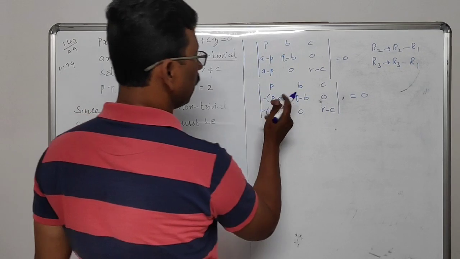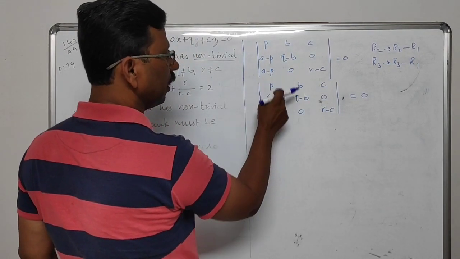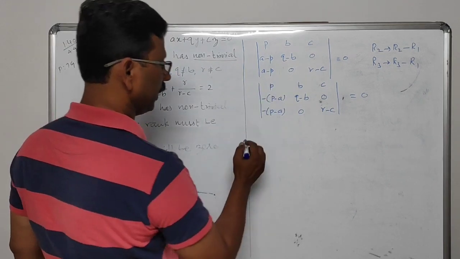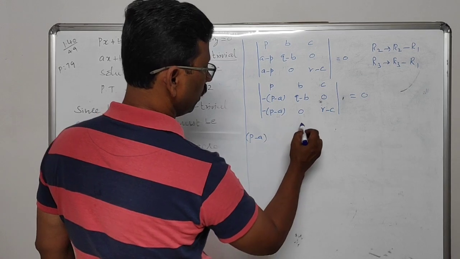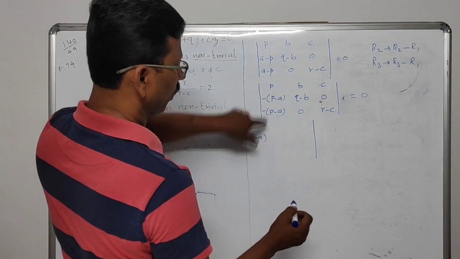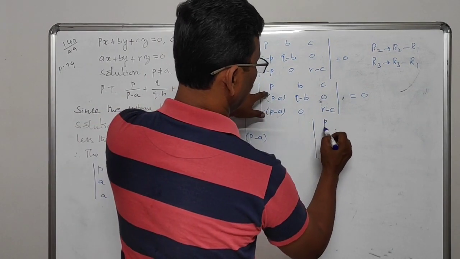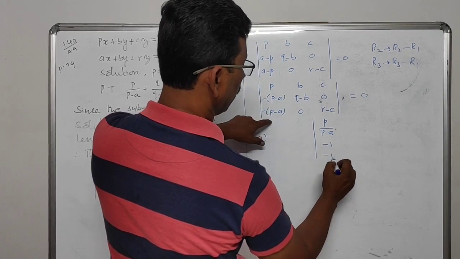Therefore, if you take p minus a outside in the first column, you divide each element of this first column by p minus a. This first column must be divided by p minus a. You can write p by p minus a, and this is minus 1, this also minus 1.